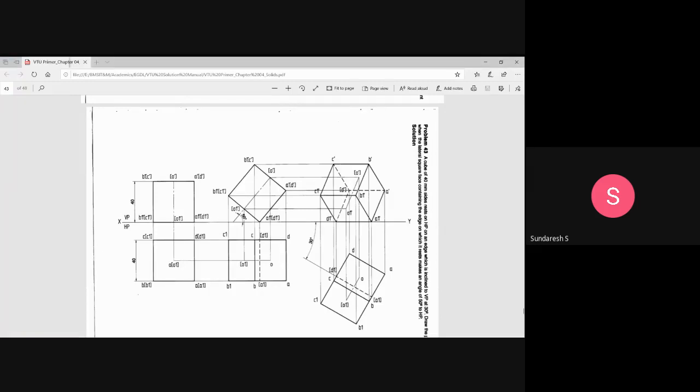Got it? Are you following, my dear students? Please, if you have any clarification, you can stop me. Okay. Because the cube is very, very important from the examination point of view.